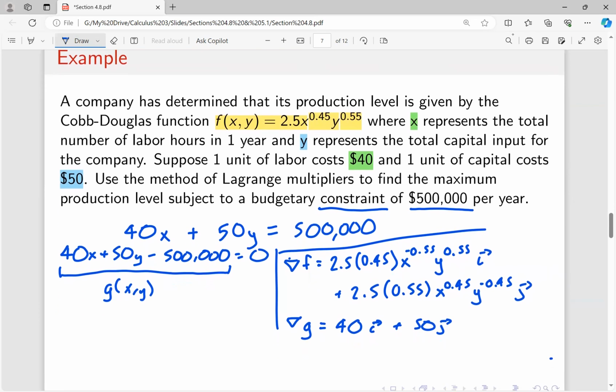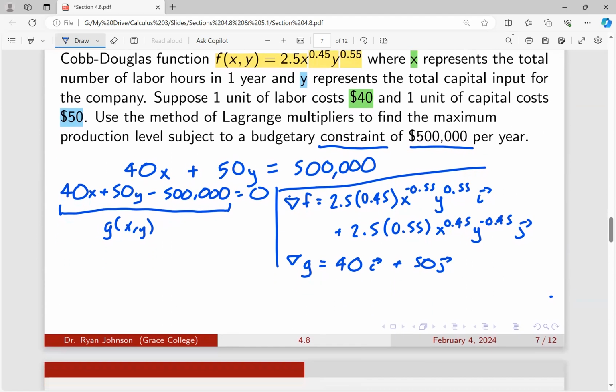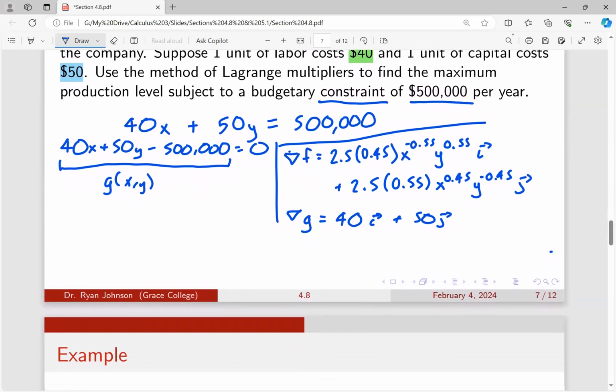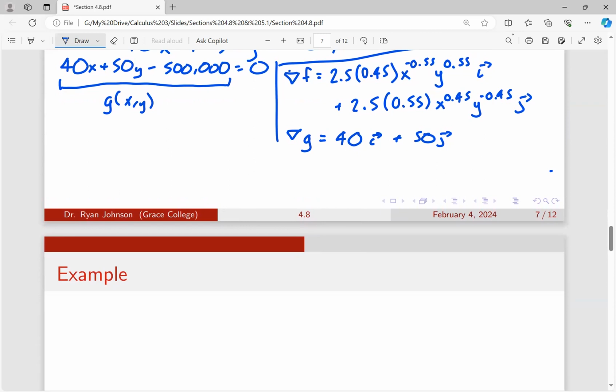Okay, so that gives me 3 equations. Turning this from a calculus problem into an algebra problem, let me first pause and do the calculation of 2.5 times 0.45 on my calculator. It says that 2.5 times 0.45 is 1.125. So, writing them as y to the 0.55 over x to the 0.55, 1.125 times that equals lambda times the x component of gradient g, which is 40.